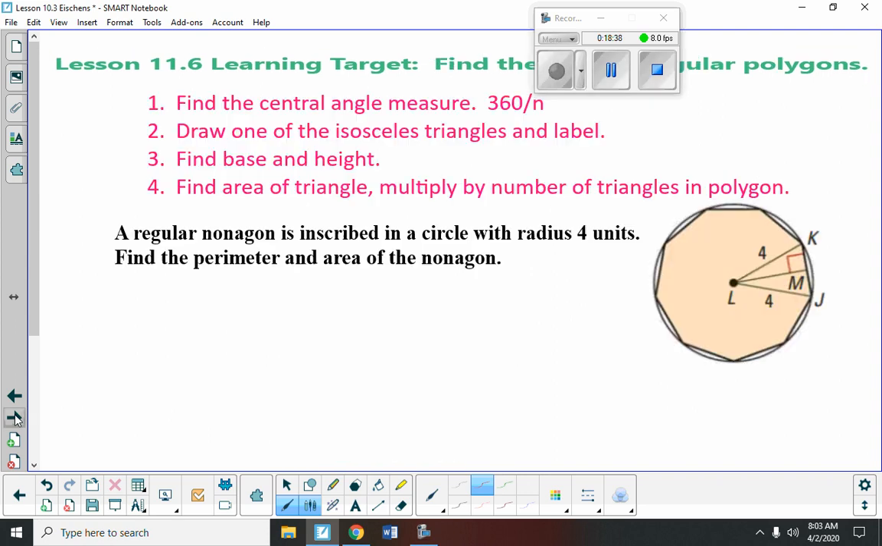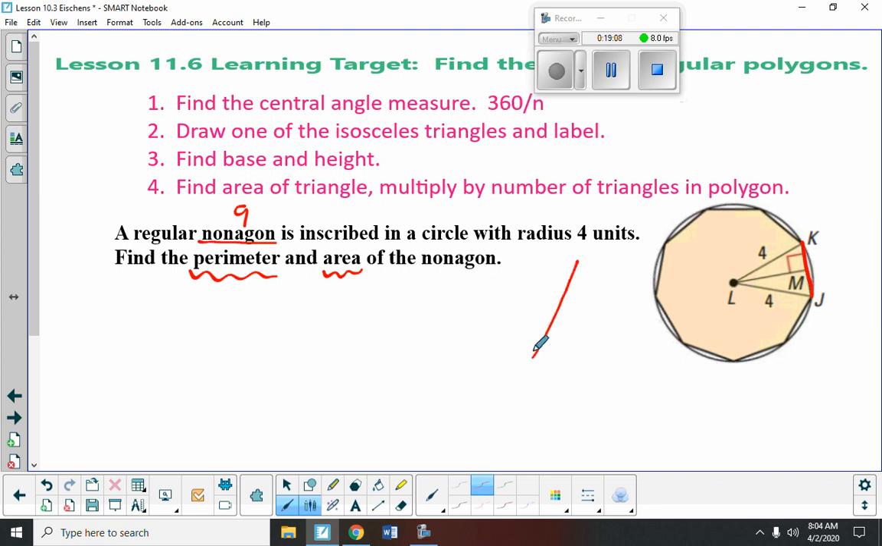All right, we'll just do one more in this lesson, and then I'll do some problems from the worksheet for you. So let's see, we have a regular nonagon. Remember, nonagon means there are 9 sides, inscribed in a circle with a radius of 4. Find the perimeter and the area of the nonagon. So we're doing 2 things. We have to find the perimeter and the area. So remember, perimeter is distance around, which means we need to find this length right here.